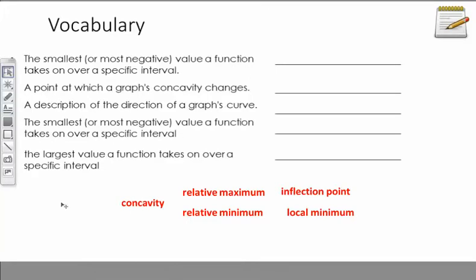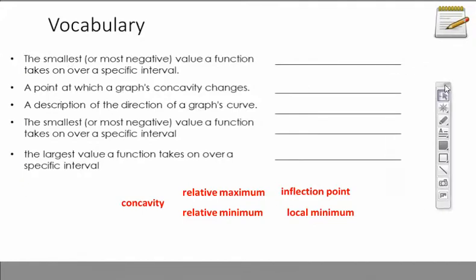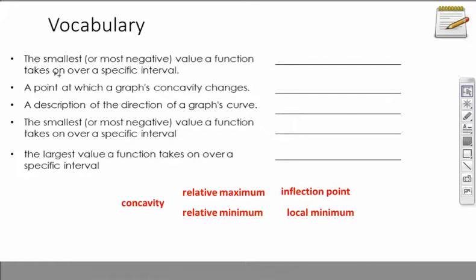All right, now to cover some of our vocabulary here. Some of it's new to you, some of it's not. It says the smallest or most negative value of a function takes on over a specific interval. It's kind of a tongue twister there.